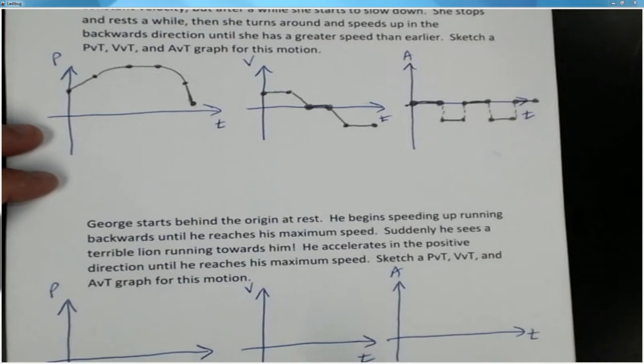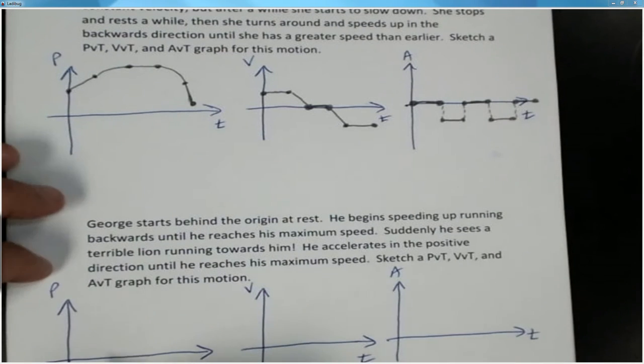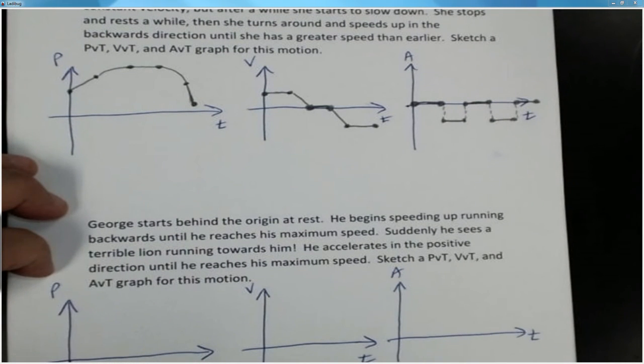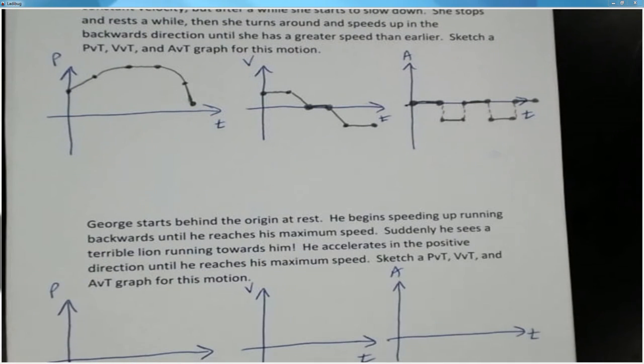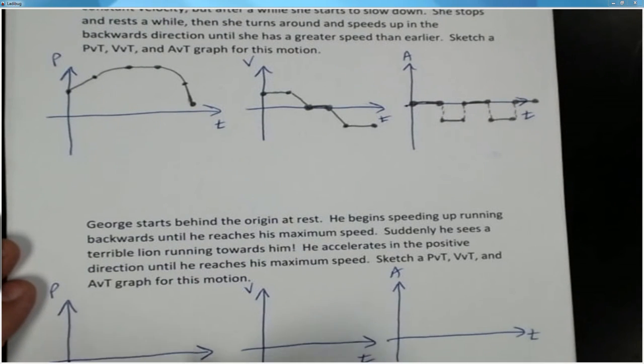So George starts behind the origin at rest. So he's not running anywhere. He's just standing there. Good old George. And I'll let him stay at rest. So he's at rest for a little while. Then he speeds up running backwards, which is like this, until he reaches his maximum speed, which is like this.